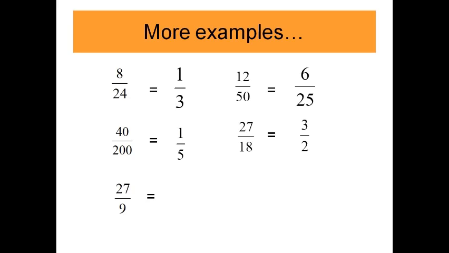27 by 18. Both the numbers are divisible by 9. So 9 threes is 27 and 9 twos is 18. The answer is equal to 3 by 2. And the last part, 27 by 9. Both the numbers are divisible by 9. 9 threes are 27 and 9 ones are 9. So the answer is equal to 3 by 1.